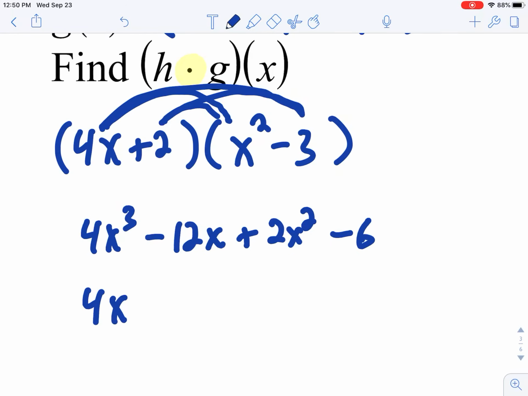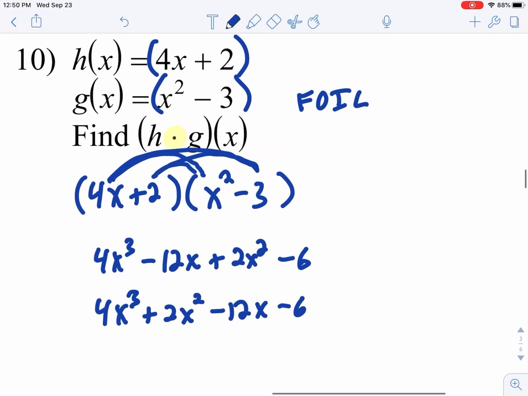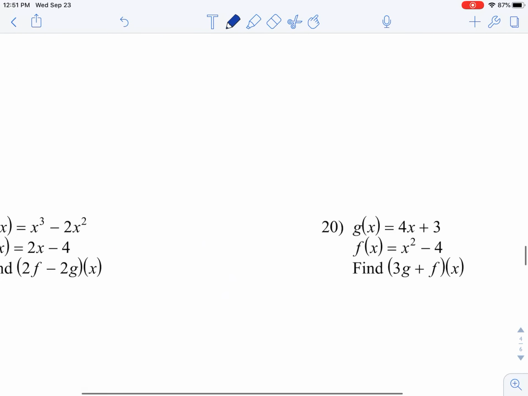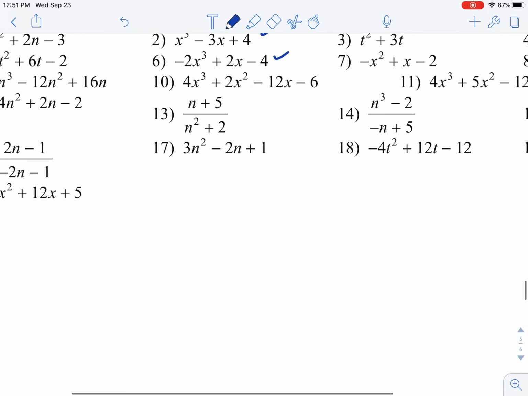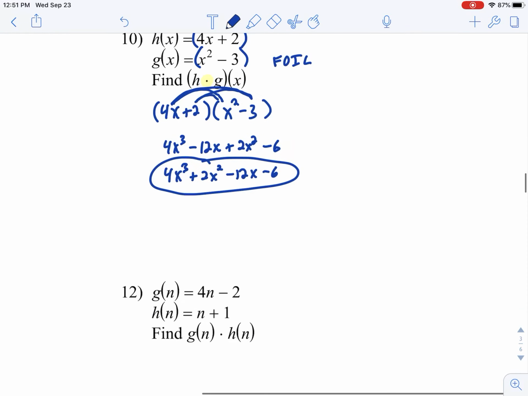I would just bet when I scroll down, the answer is going to look like this, because polynomials are normally written in descending order, meaning the highest power first, then the next power, then the next power, which is technically a 1, and then the next power, which is technically a 0. So 3, 2, 1, 0. This ought to be the answer that we see when I scroll down to number 10. And there it is, 4x cubed plus 2x squared minus 12x minus 6. There it is.